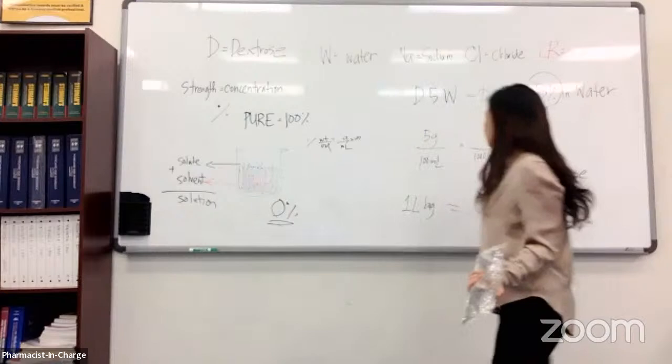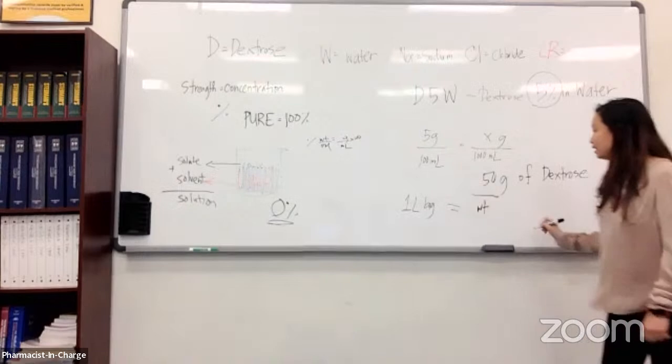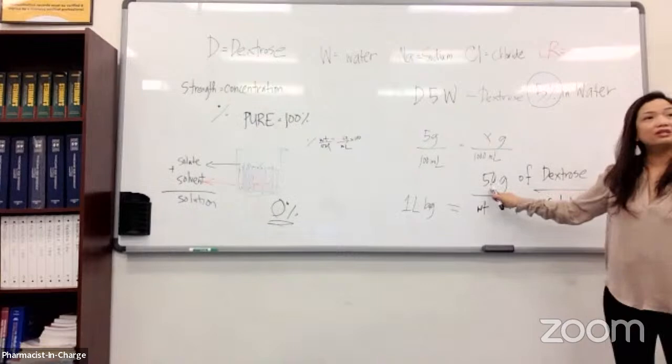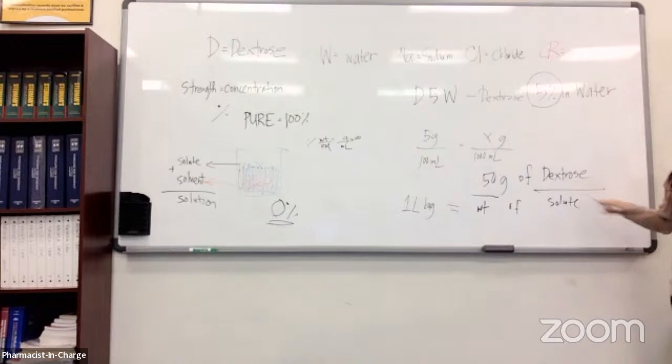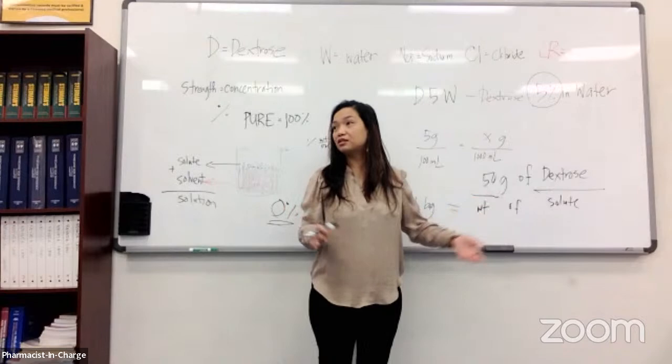So on a quiz or a test, when you see this, usually how it's written is blank, weight of blank solute. You should put 50 grams and you should put dextrose here as your solute. Can you follow? That's in a fill in the blank quiz. But in the PTCE, it'll be multiple choice, so one of the options will be 50 g or 50 grams. Clear? Okay.